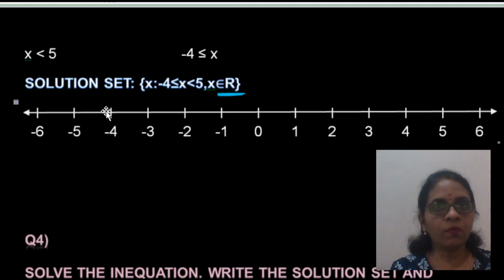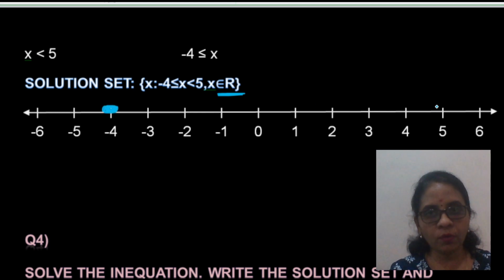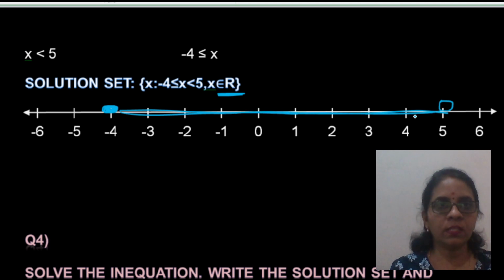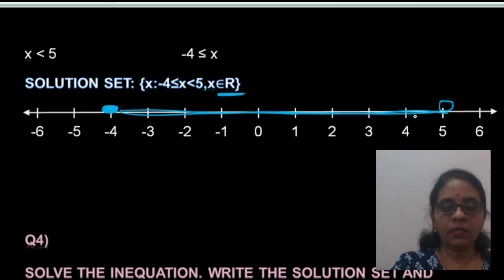So minus 4, is it included? Yes, it is included. So let's include minus 4. So it's a dark circle on minus 4. Is 5 included? No, 5 is not included. So a hollow circle on the number 5, and you have to darken the region between the two, that is between minus 4 and 5. This is how you get the number line.